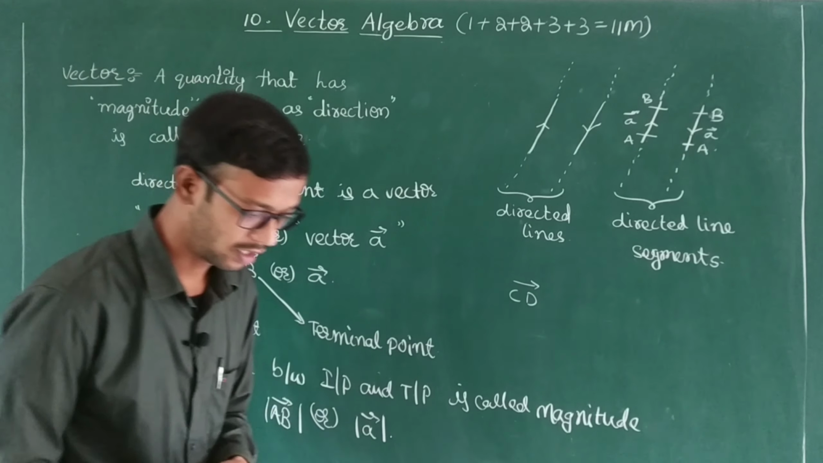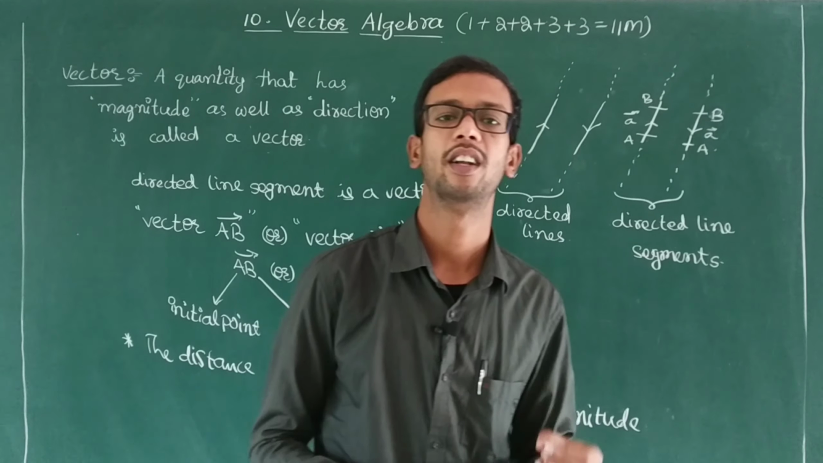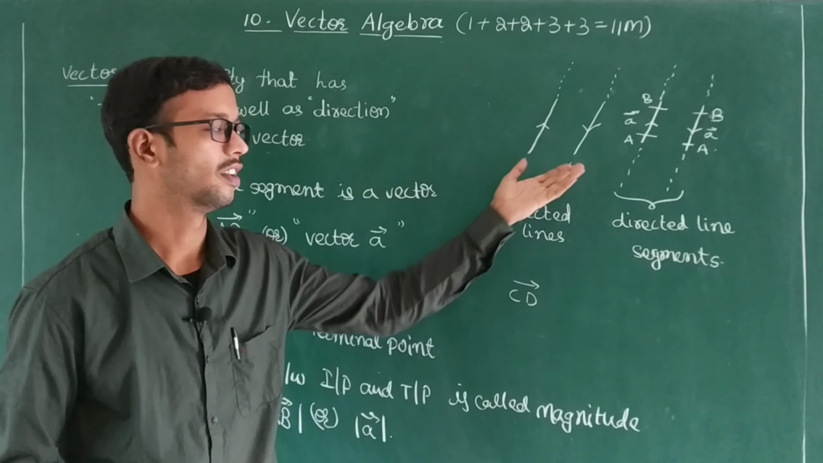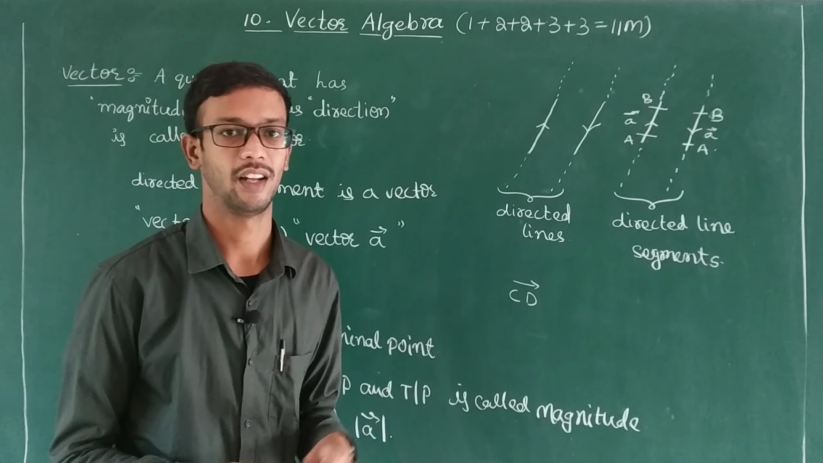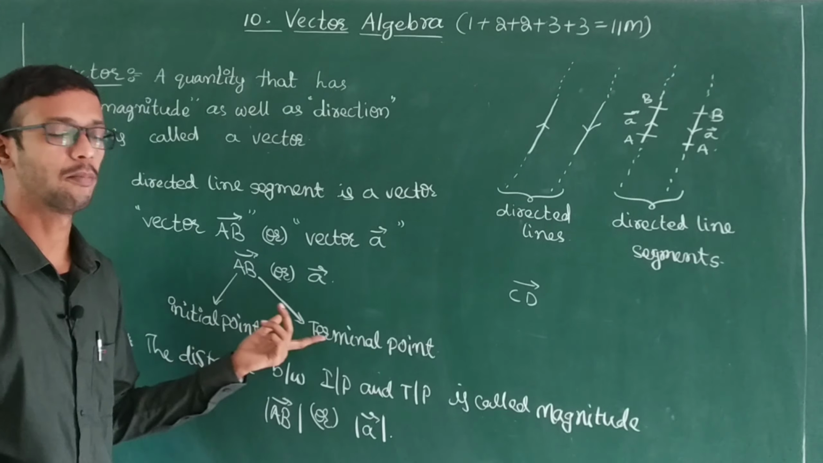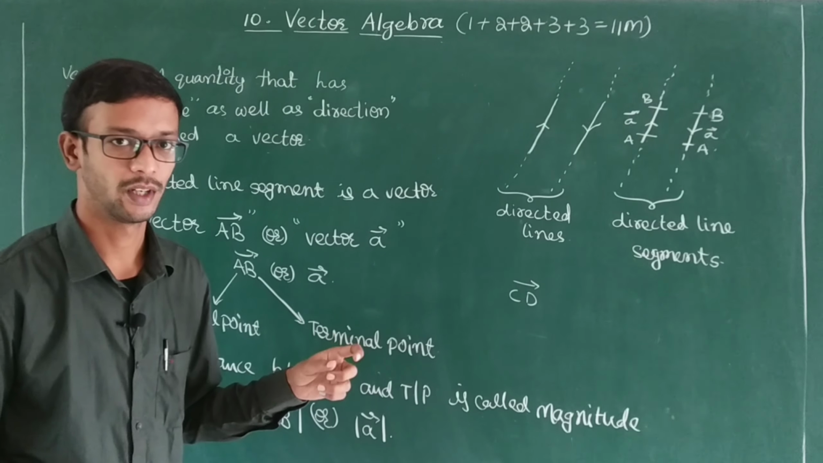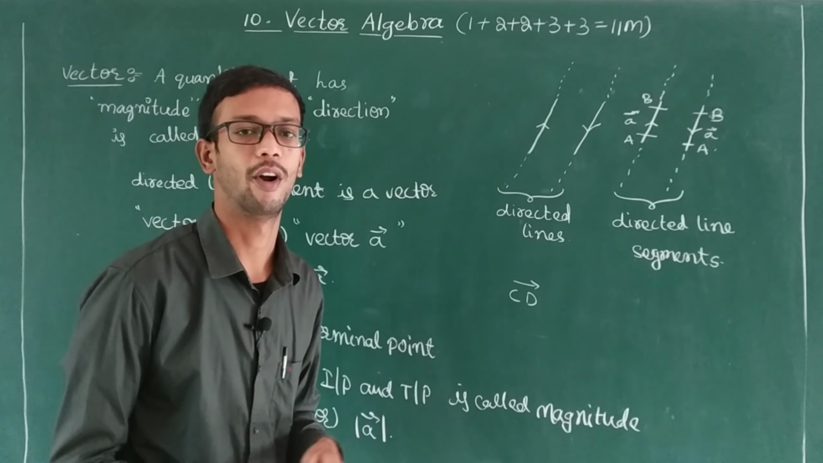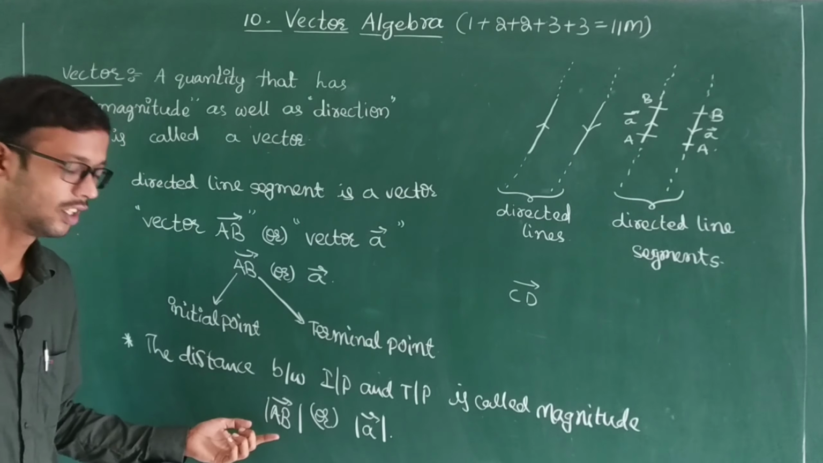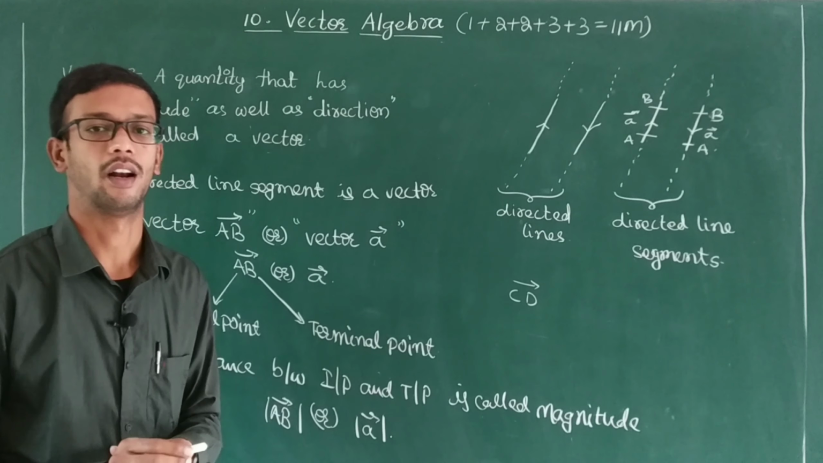Once again I am repeating this total. A vector is nothing but a quantity having magnitude and direction. A directed line segment is a vector. The starting point is called the initial point. The ending point is called the terminal point. And the distance between the initial point and terminal point is called magnitude. Magnitude will be denoted with magnitude of AB bar or magnitude of A bar.